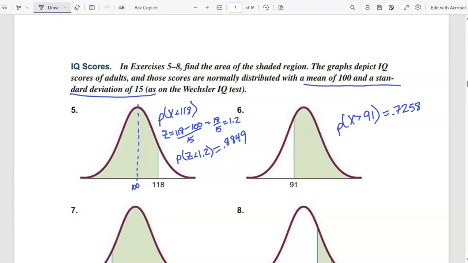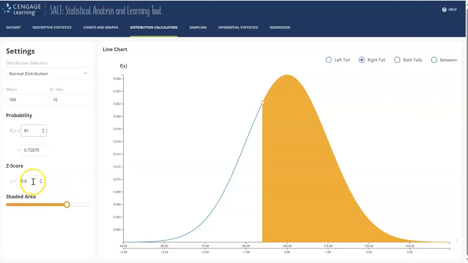And it also told us what our z-score was. So you can see how here's our mean at 100. Our z-score is negative 0.6, which means that this value of 91 is 0.6 of a standard deviation below the mean.